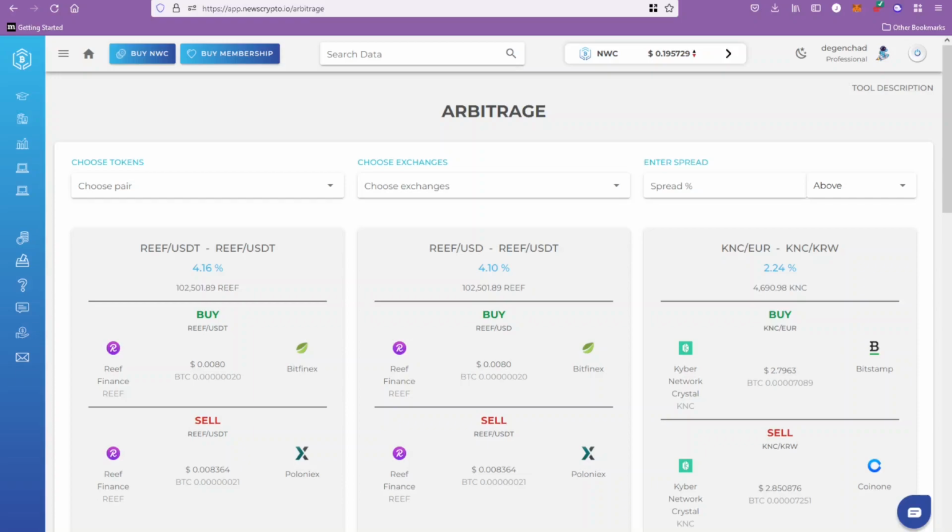Today's video is going to be a tutorial on arbitrage. It's going to be for beginners basically, for those guys who don't know what arbitrage is, kind of new to crypto and want to learn more about it. This is going to be a tutorial for you.